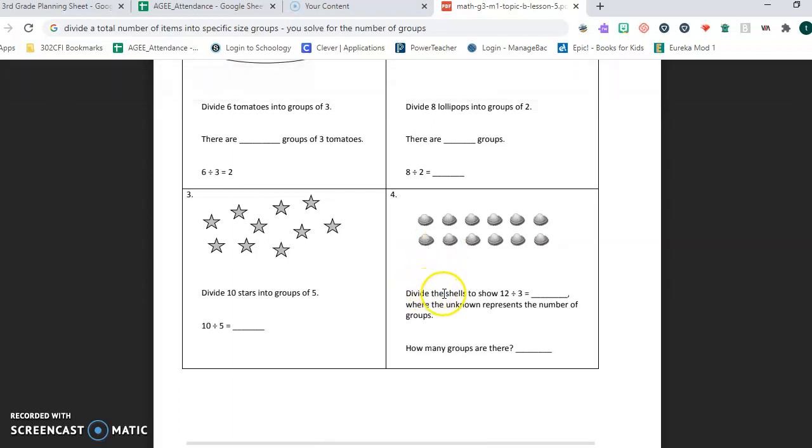Here we are dividing the shells to show 12 divided by 3. And you are to determine what is the number of groups when you divide them into 3 items per group. So you can see they're trying to trick you a little bit by starting with 2 groups. You're going to have to put circles on here that group 3 at a time. 1, 2, and so on. Then it asks how many groups there are.